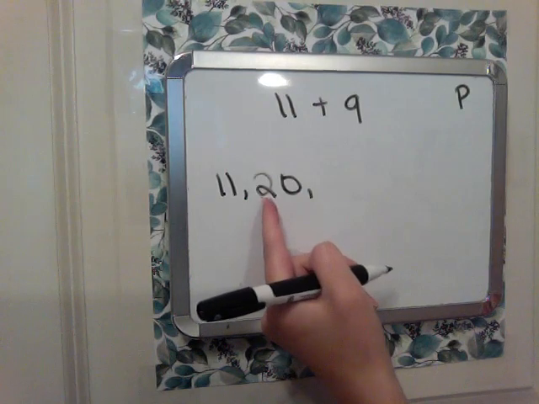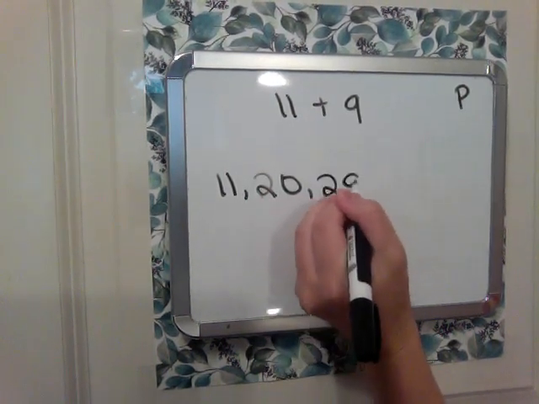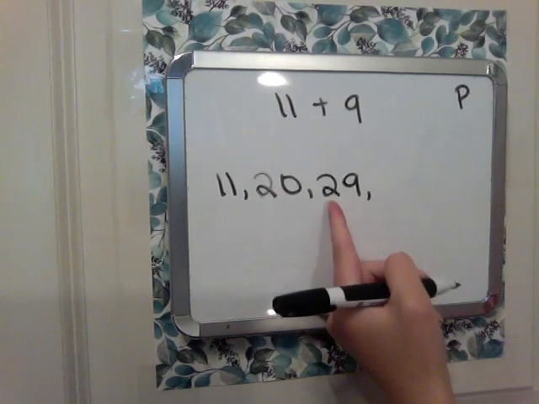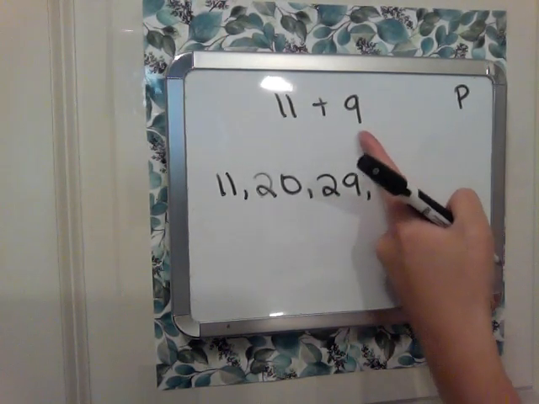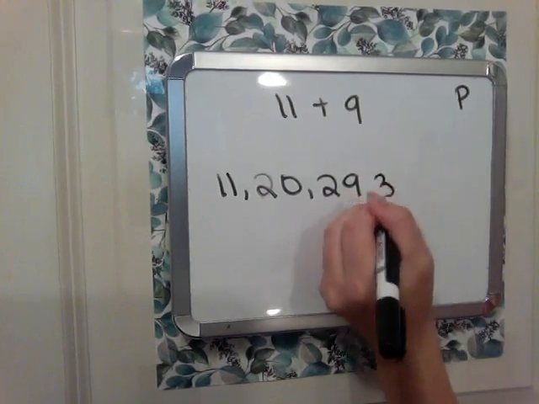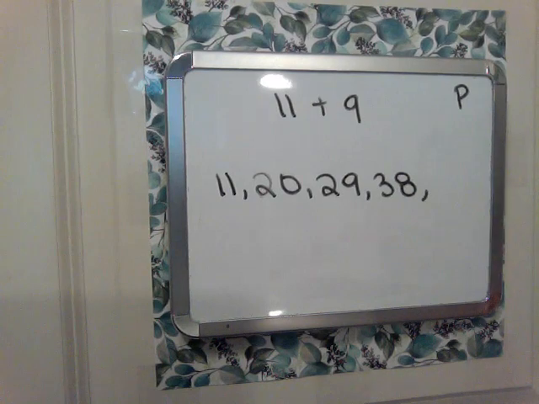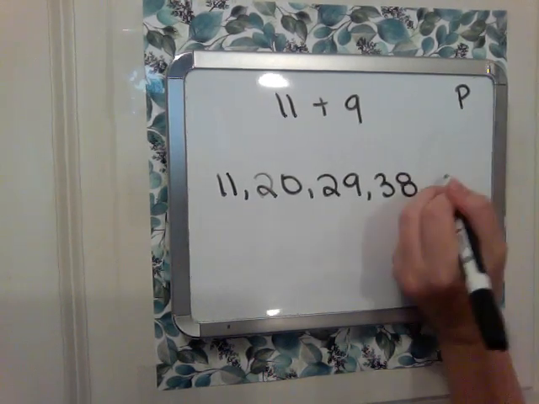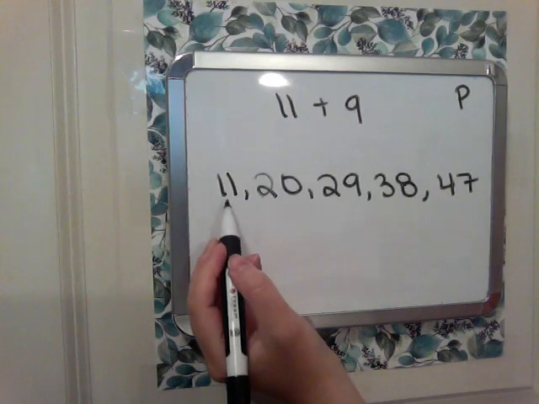The next one's pretty simple. 20 plus 9 just puts the 9 in the 1's place, 29. Then I'm going to go back. 29 plus 10 is 39. Minus 1 to get it back to 9 is 38. And then 38 plus 10 is 48. Minus 1 is 47. You might start to see a pattern here.